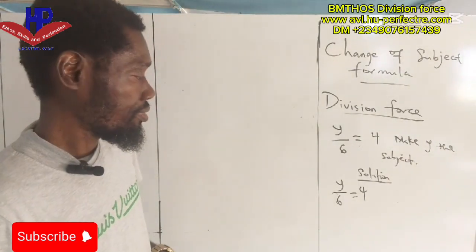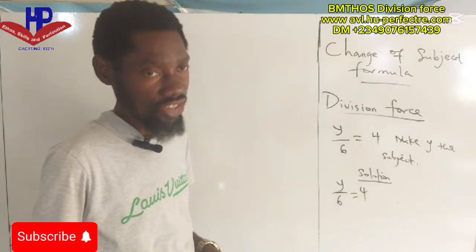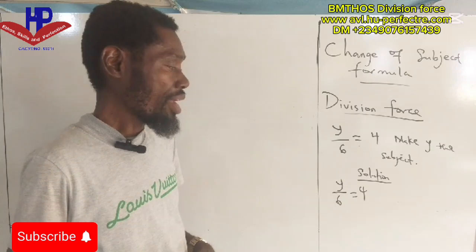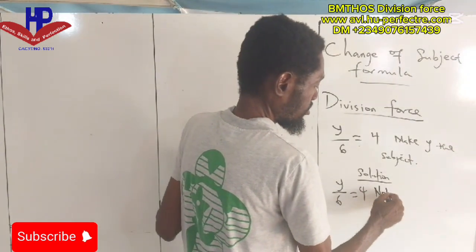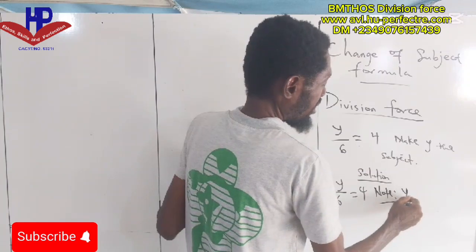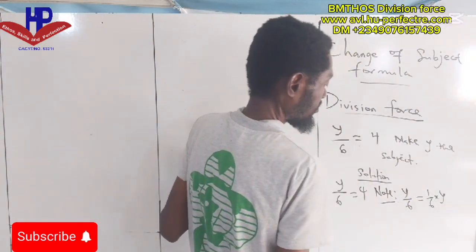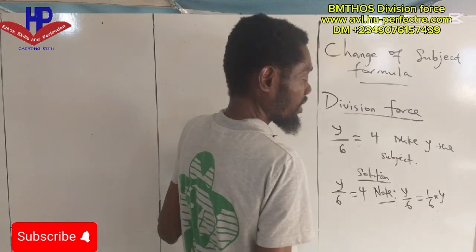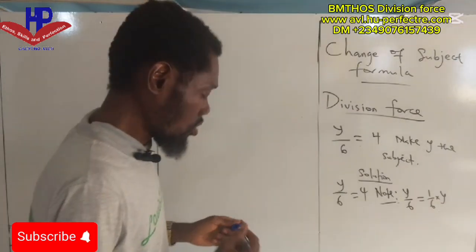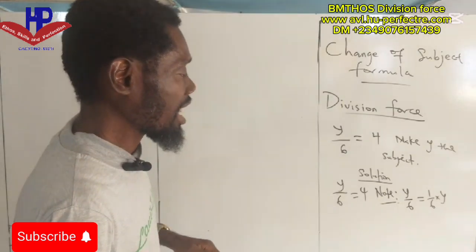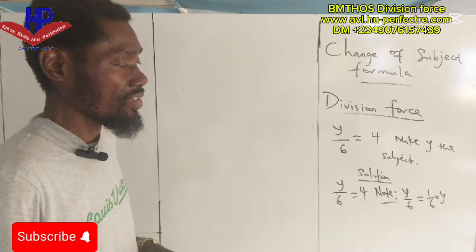It's simple. Y has a barrier, which is 1 over 6. Take note of this. Y over 6 also means 1 over 6 times Y. So Y has a barrier of 1 over 6. But how do we take out that barrier of 1 over 6 so that only Y can stand?